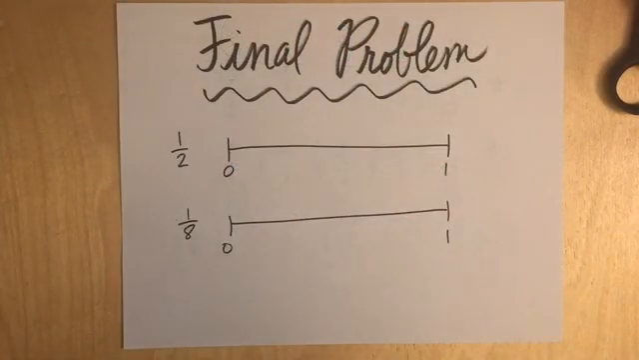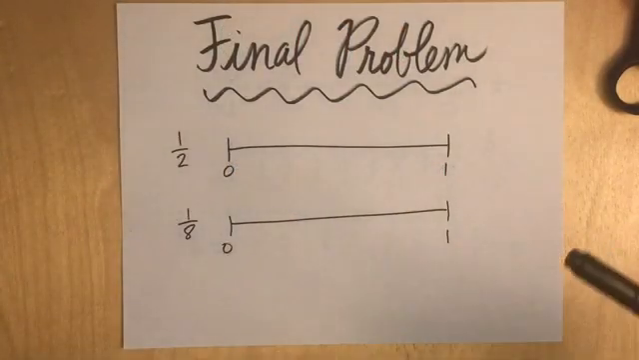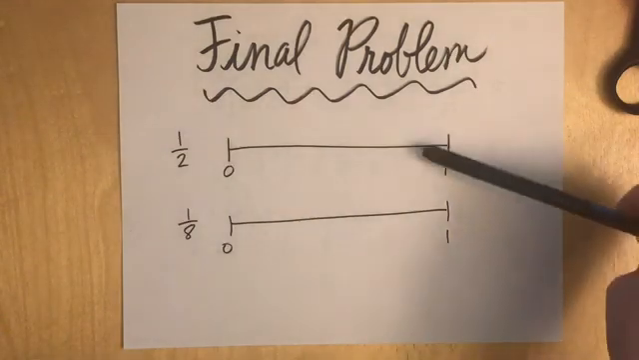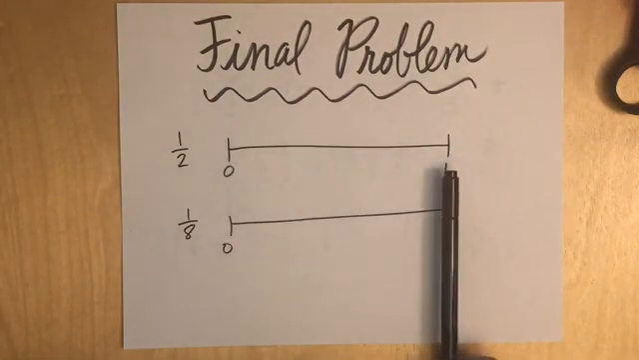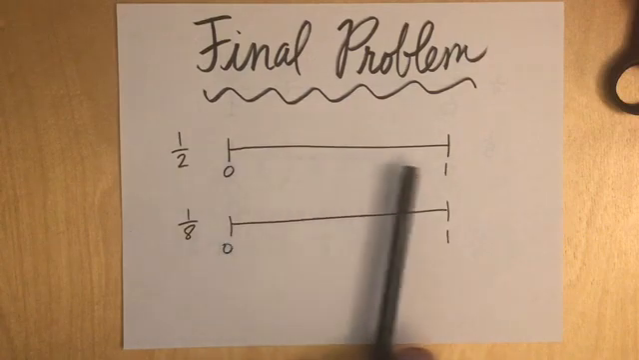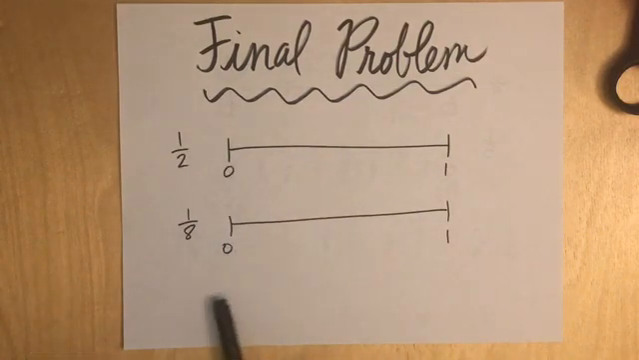Your final problem tonight is to find which equivalent fractions there are with halves and 8ths. Go ahead and fill out your 2 exact same number lines by dividing them into halves and 8ths, and then write your equivalent fractions underneath.